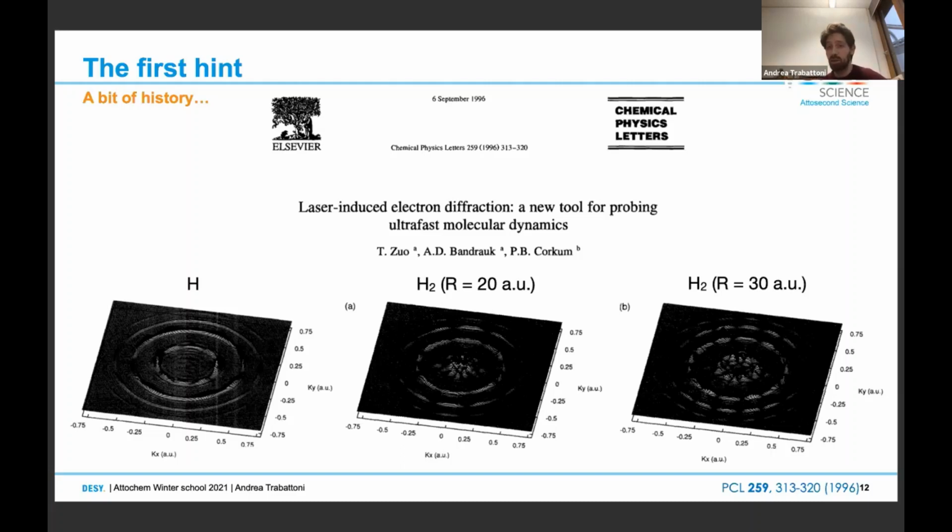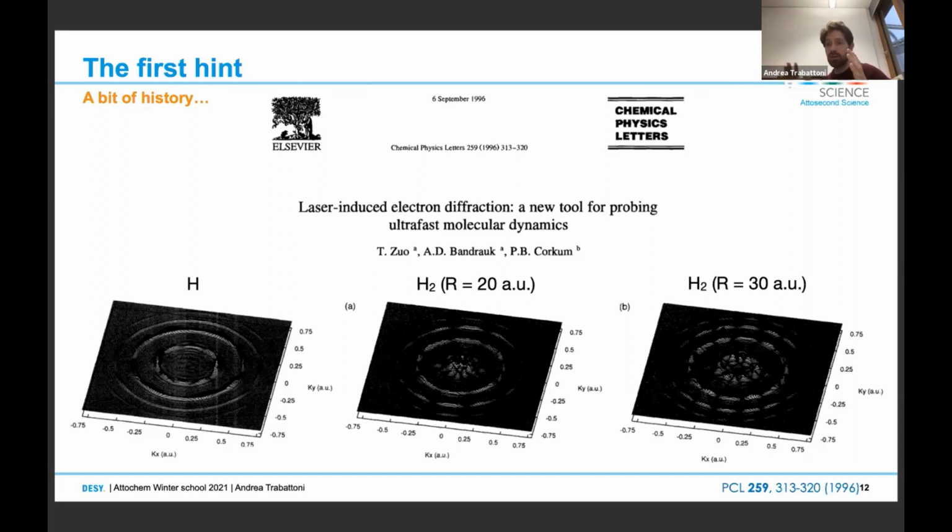But at this step, we cannot say something really conclusive, because this could be due to the fact that the orbitals of H2 are slightly different. So what they did is take again H2, but now slightly perturbing the internuclear distance from 20 atomic units to 30 atomic units. And again, they observed that the photoelectrons were carrying a signature of this extension of the bond length.